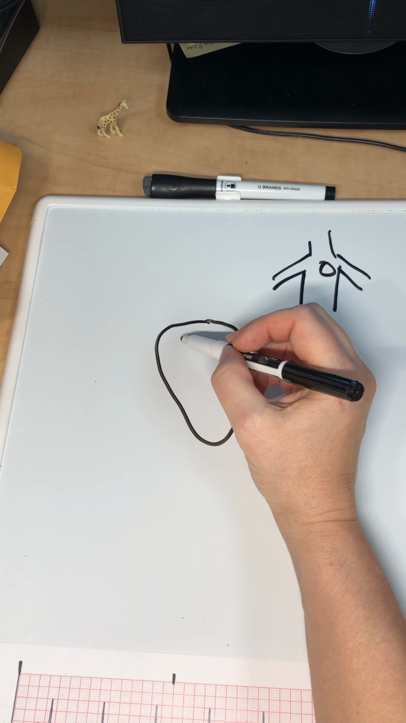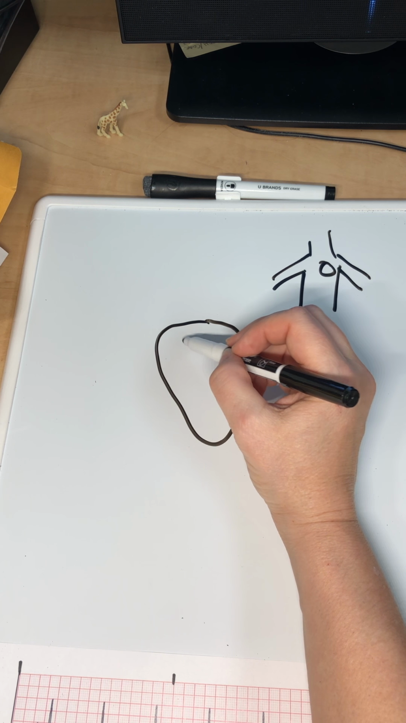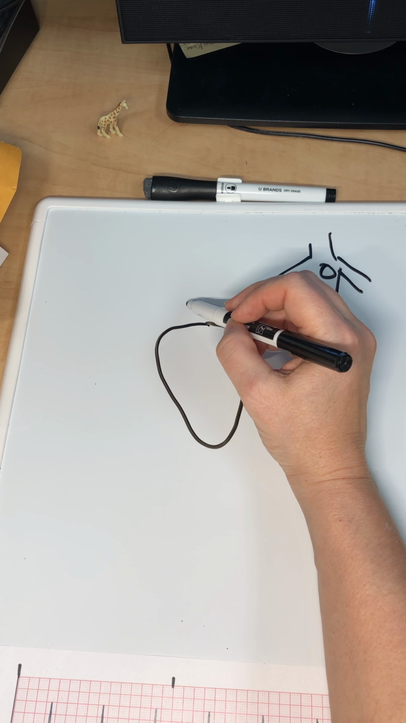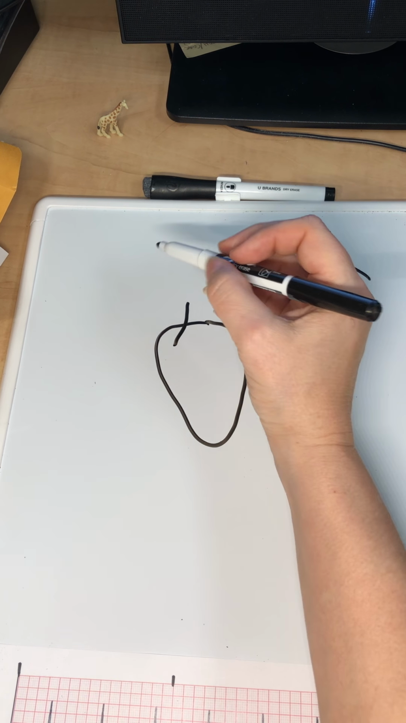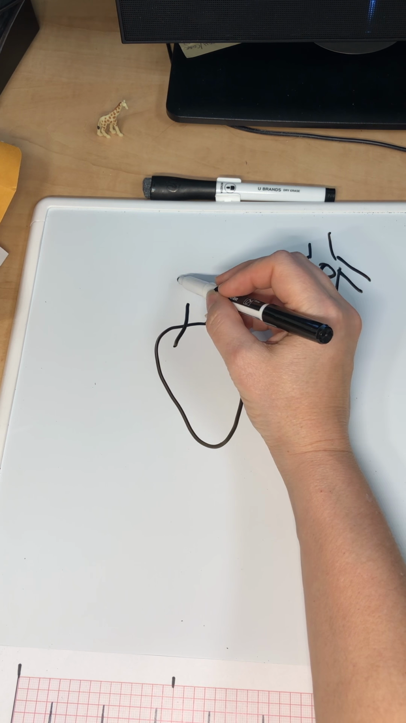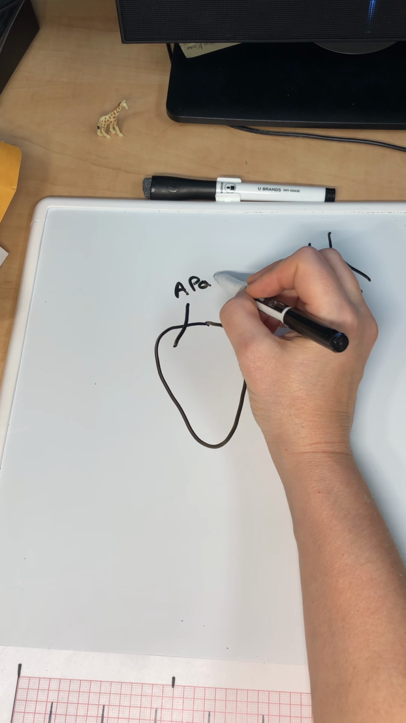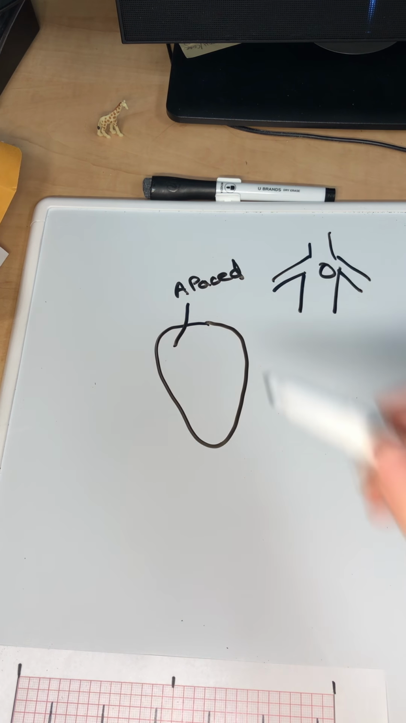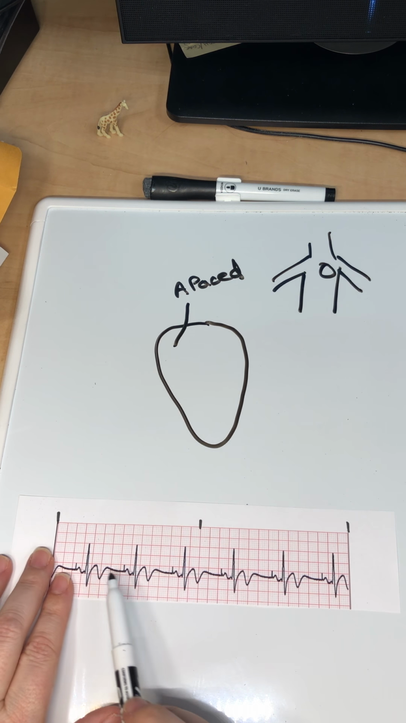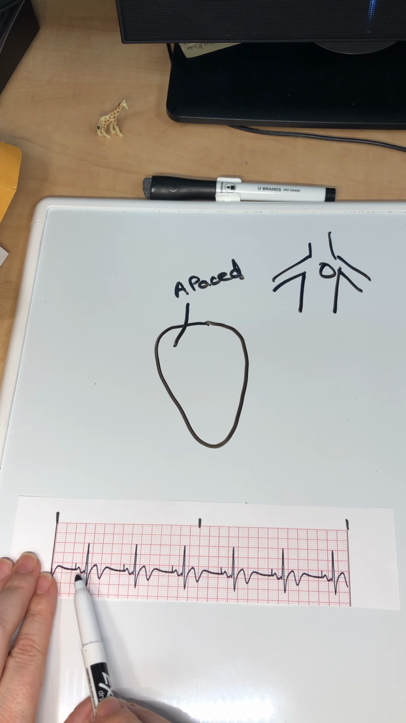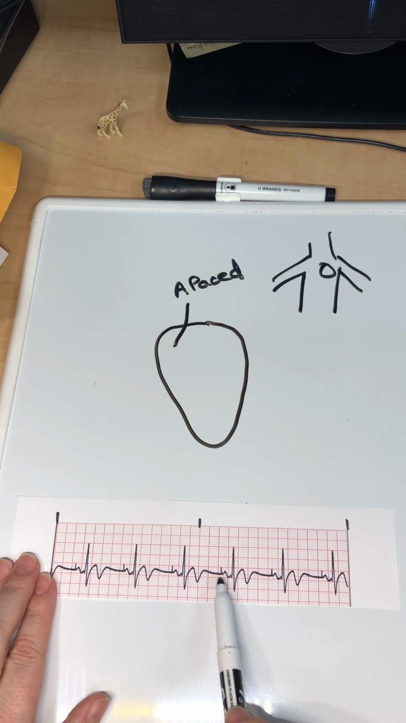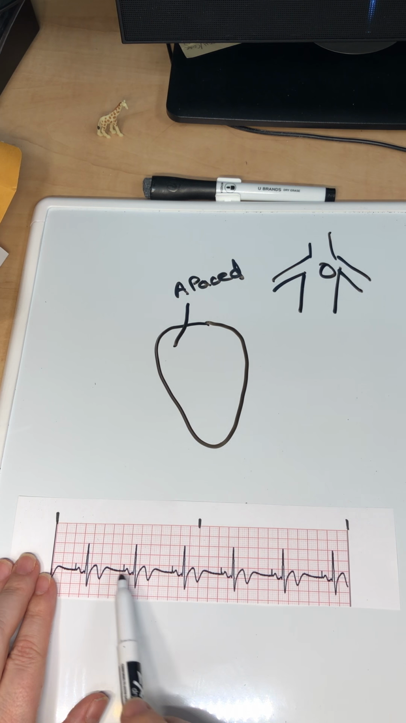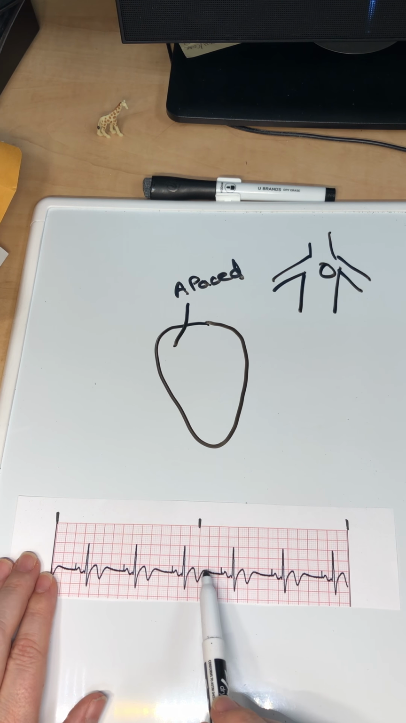So if only the SA node or the atria need to be paced, then right here you have just A paced. If it's just one wire in the atria, you have A paced. And you see here how the pacemaker is creating a P wave. Okay, so that's what you call A paced.